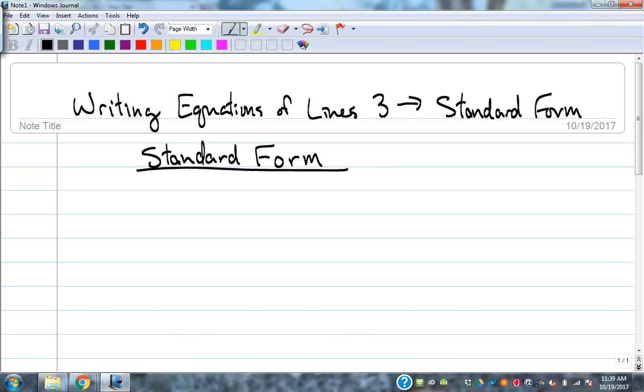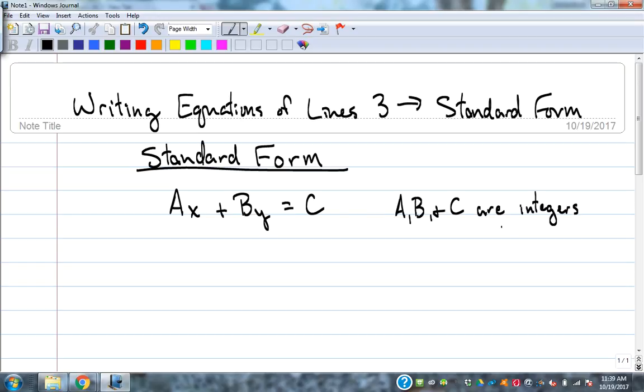All right, so standard form is the last form of a linear equation that we're going to talk about. Standard form looks like this: ax plus by equals c, where a, b, and c are integers. What that means is there's no fractions. Okay? Doesn't mean that there won't be fractions in the original problem, but it means that we cannot have fractions in our final answer. And we'll talk about how to get rid of them if they are there, all that kind of stuff in just a little bit.